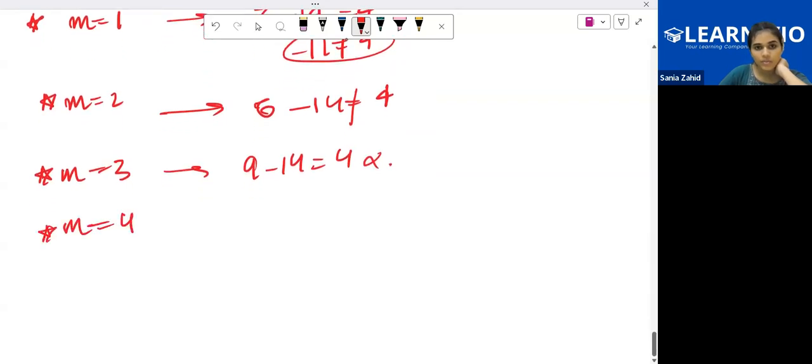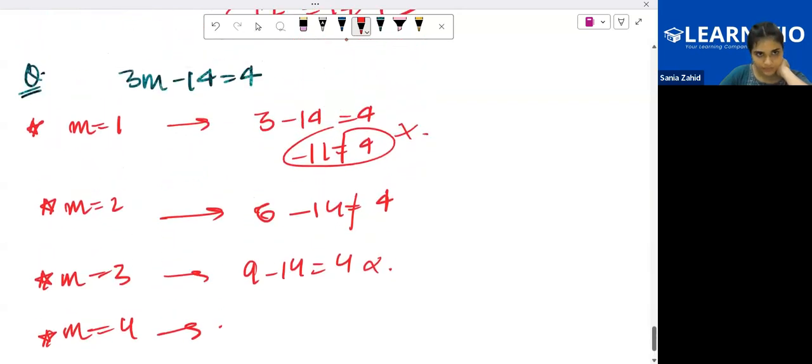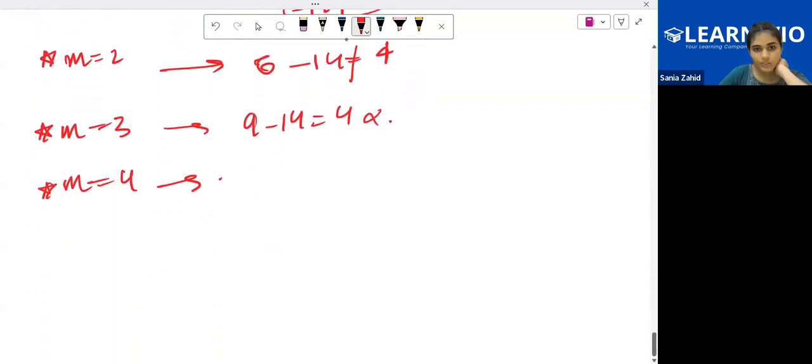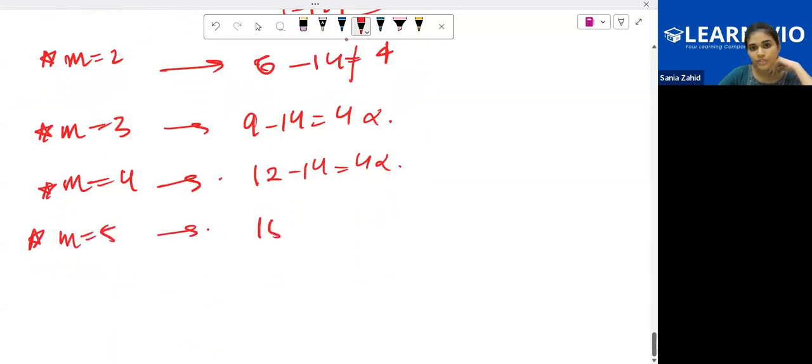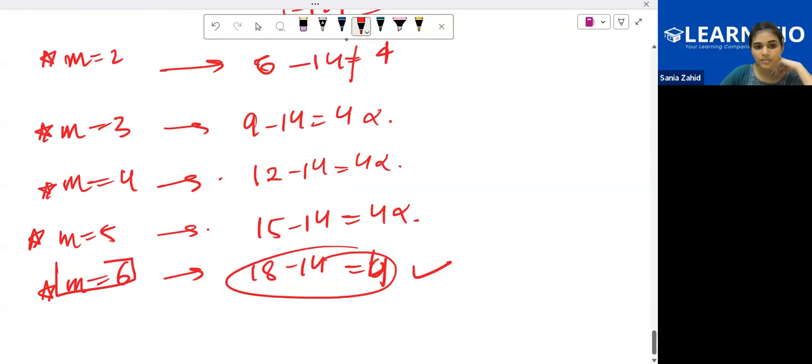M is 4. So 3m, 3 into 4 is 12, 12 minus 14 is not 4. No. Let's consider m is 5. So 15 minus 14 is not 4. No. M is 6. 18 minus 14 is 4. Yes, it is correct.